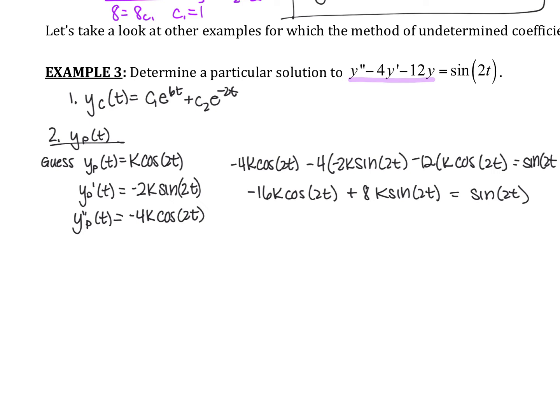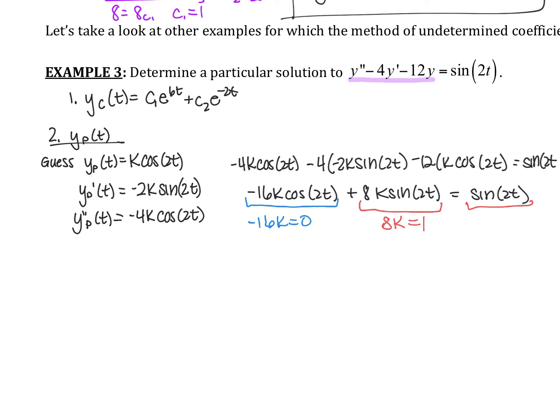Agreed? Okay, so what we might say here is that 8k needs to equal 1 because these two are the same. So we might say 8k equals 1, right? That would be the coefficient there. And then because there is no cosine, that negative 16k equals 0.